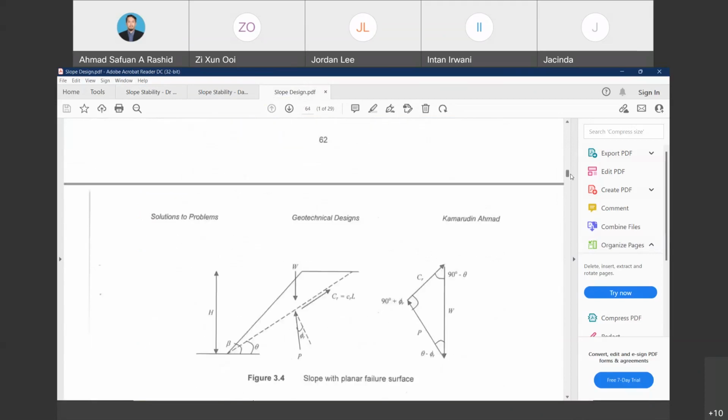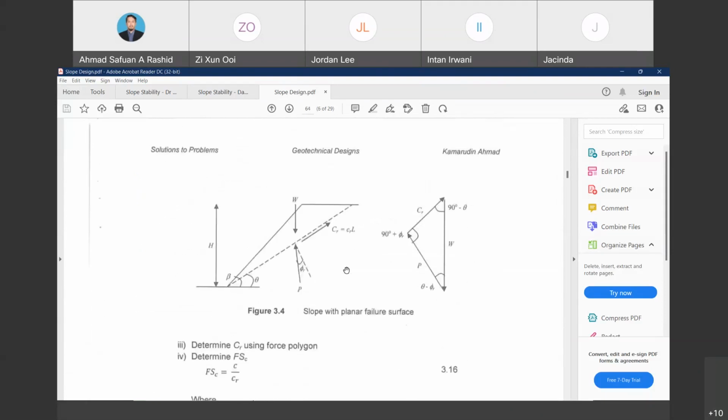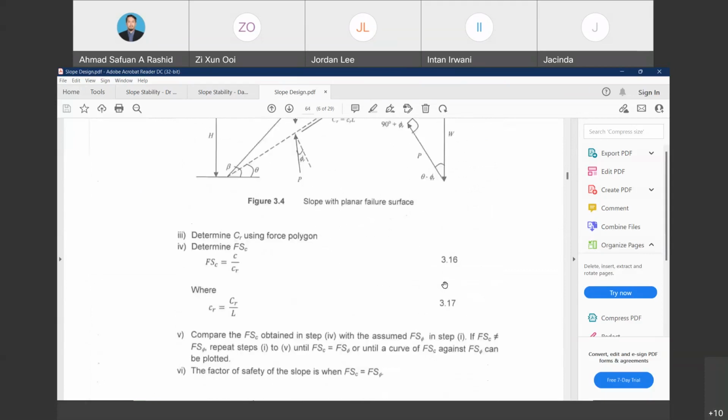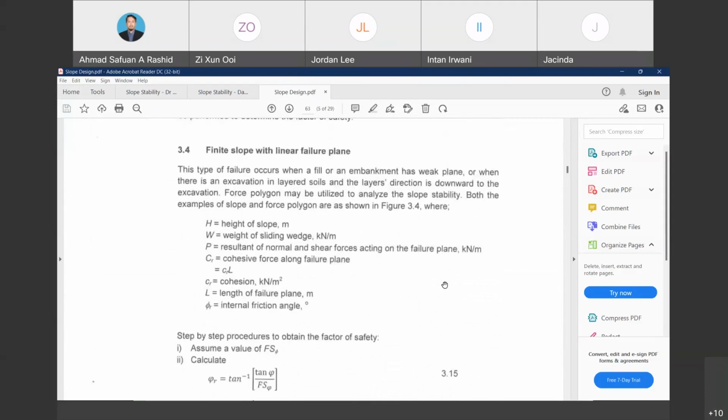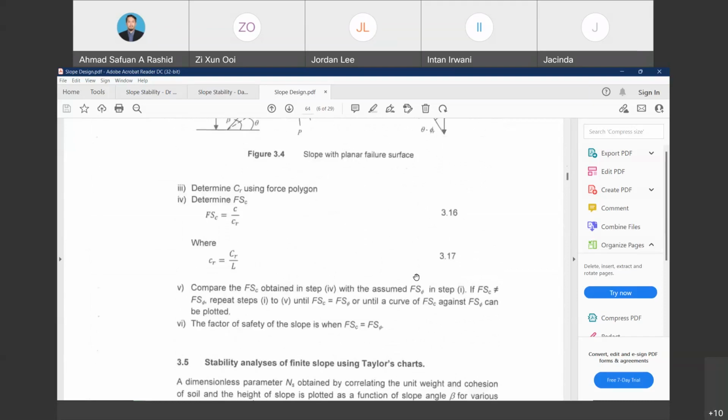For this vertical cut, for the linear failure plane, it is a little bit different. However, we determine the factor of safety for this linear failure plane method. So he introduced what we call a force polygon. I will explain a little bit and then discuss the example.